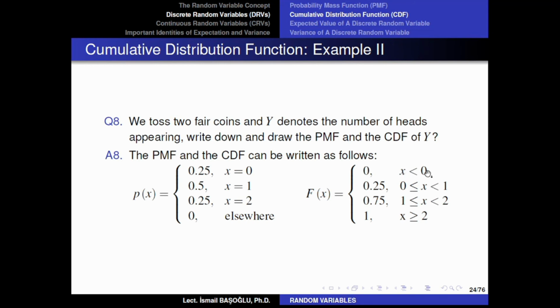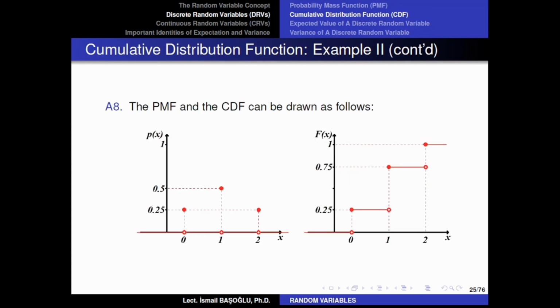You can also write down this function. You can say that for x values which are less than 0, the CDF is equal to 0. For x values which are between 0 and 1, 0 is included, but 1 is not, the cumulative probability is 0.25. For x values which are between 1 and 2, 1 is included, but 2 is not, the accumulated probability is 0.75. And finally, for x values which are greater than or equal to 2, the accumulated probability is 1. So this is the plot diagram of the CDF.